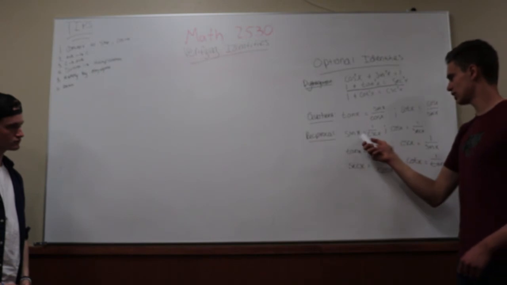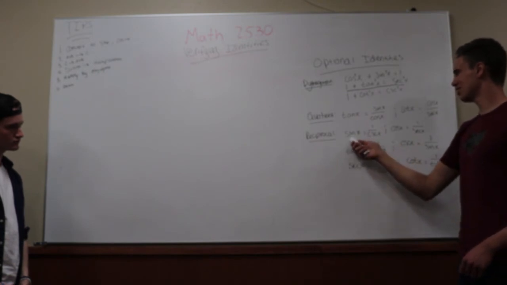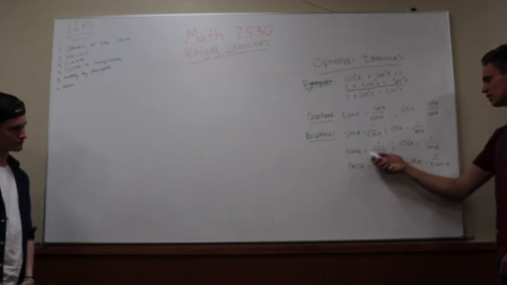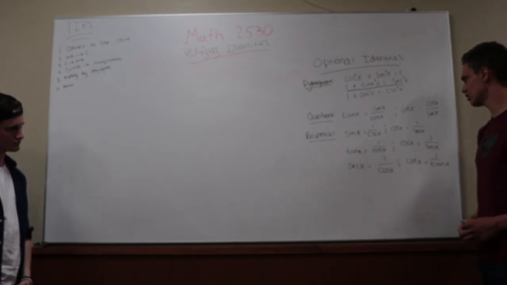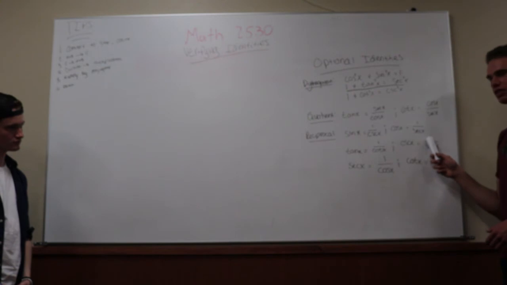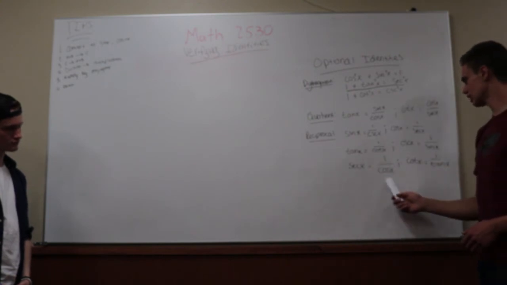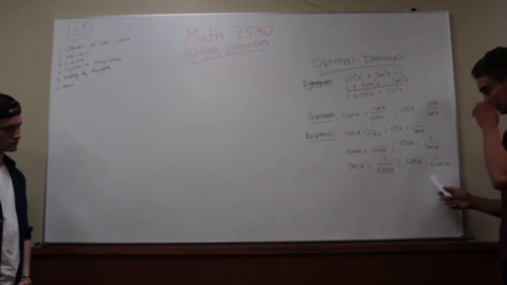And then the 6 reciprocal identities. Sine of x equals 1 over cosecant of x. Cosine of x equals 1 over secant x. Tan of x equals 1 over cotangent of x. Cosecant of x equals 1 over sine of x. Secant of x equals 1 over cosine. And cotangent equals 1 over tan.